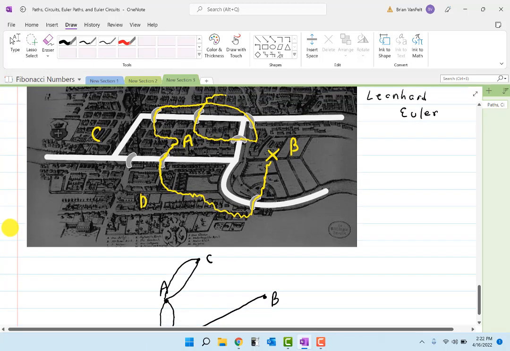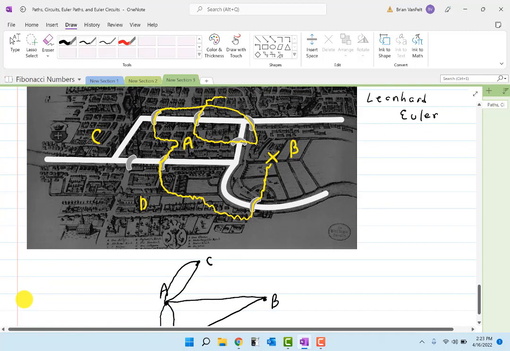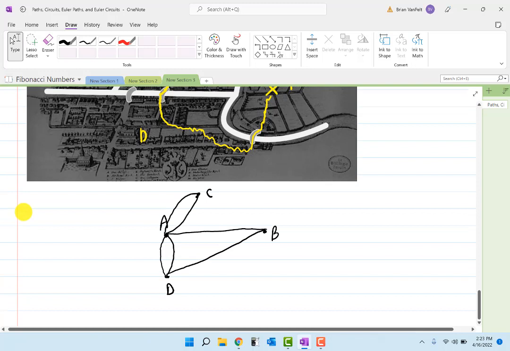A actually has one bridge going to B. Now, there's also a bridge from C to B. Look at this one. I know I wrote C all the way over here, but way over here, this bridge right here connects C and B. So let me draw that. So there's my representation of the situation.